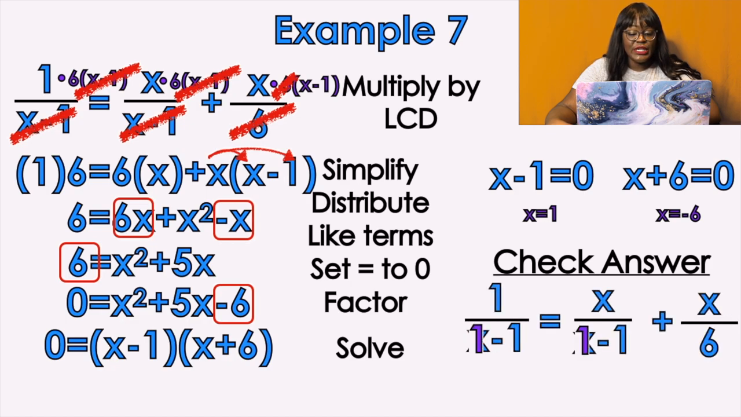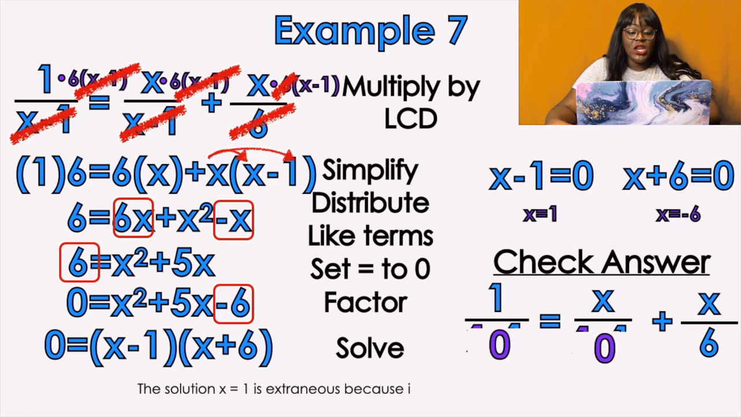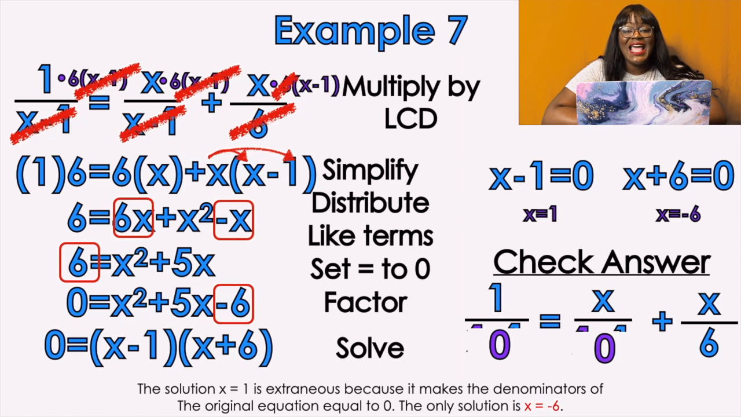And look, that denominator has 1 in it. When I plug in that 1 as my answer, what happens? 0. Can I have that? No. The solution x equals 1 is an extraneous solution. Therefore, the only answer to this problem is x equals negative 6.